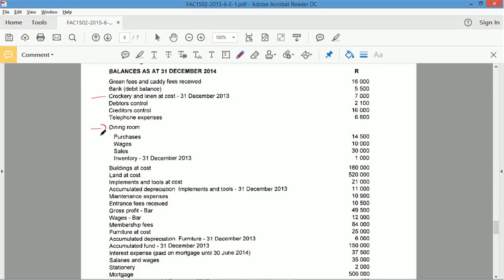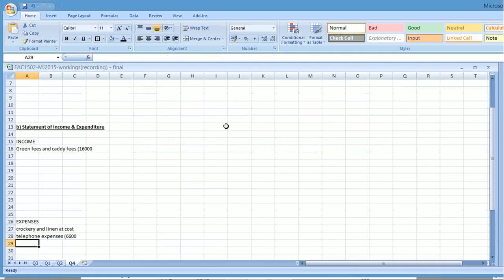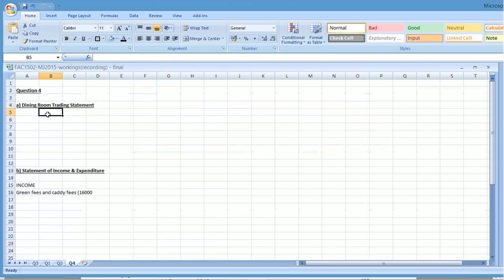Now we've got information about the dining room: purchases, wages, sales, and then we've got inventory. So we're going to need these amounts in order to calculate the dining room trading profit. So we've got opening stock, we've got the sales here, we've got the wages, that's another expense, and then we've got the purchases, which would be part of the cost of sales calculation. Right, so dining room sales amounted to 30,000.